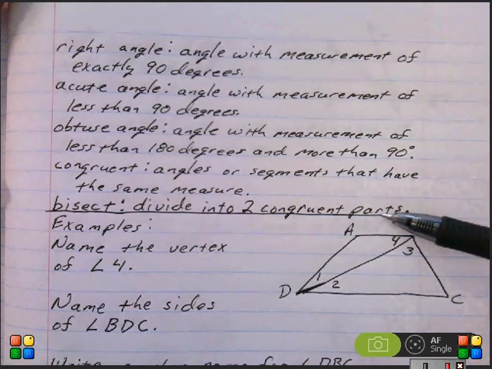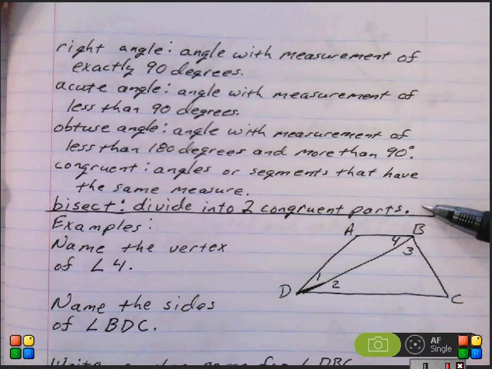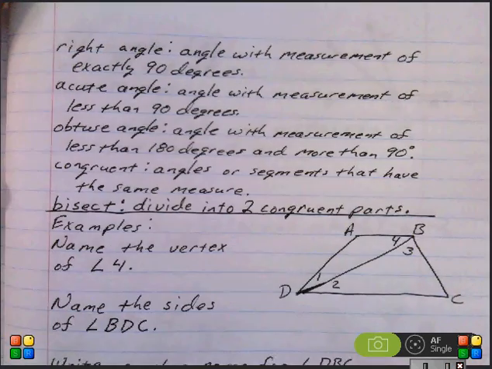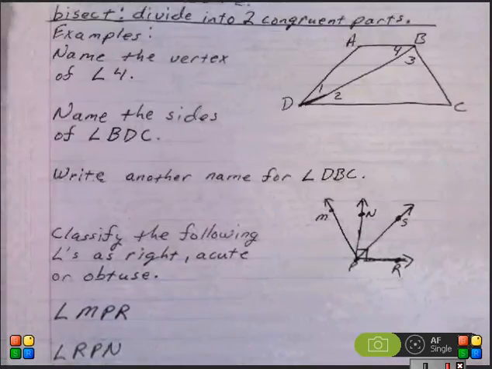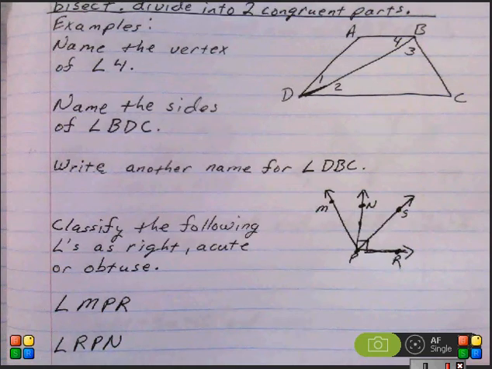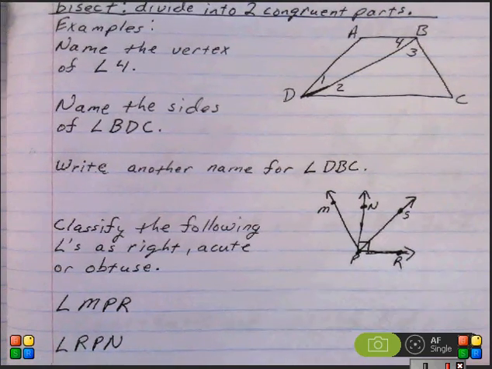And then the last one is bisect. It divides something into two congruent parts. We can bisect a segment, we can bisect an angle. We're just cutting it into two congruent parts. All right, so let's look at some examples then. I have a few pictures on here for you.